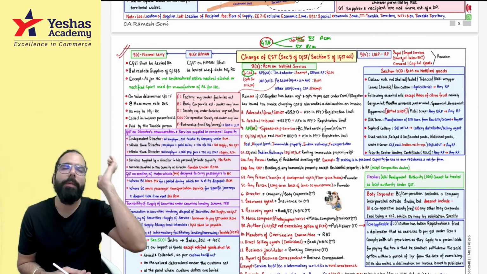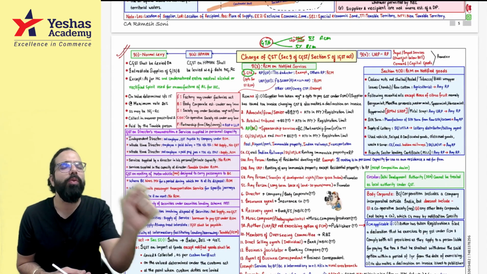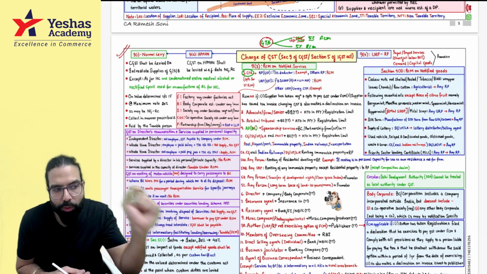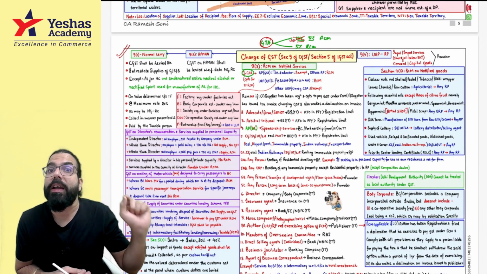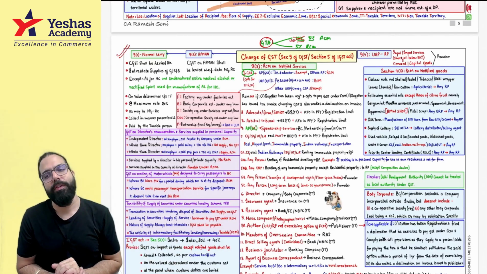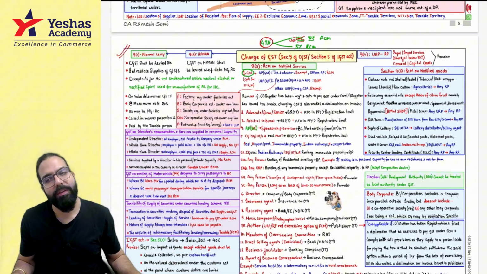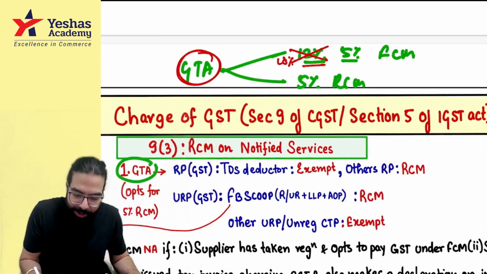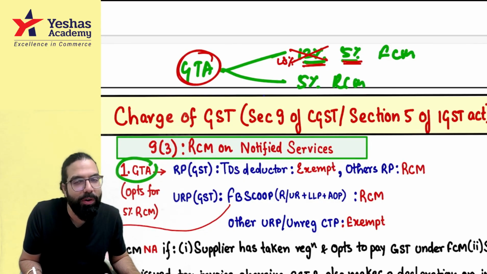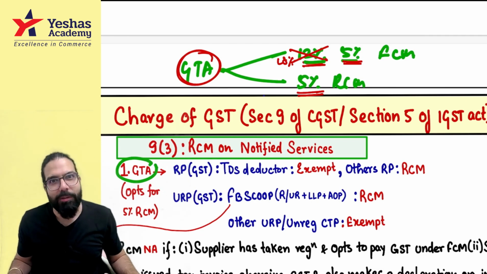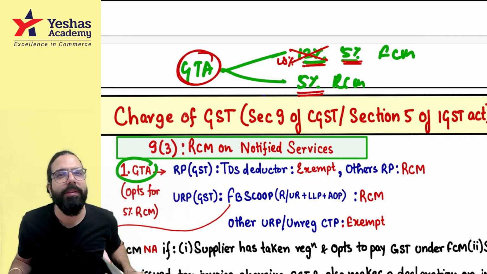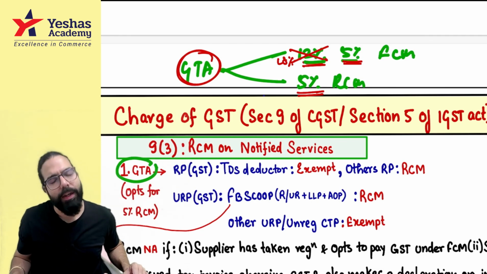Only thing you have to remember, if I have written anywhere GTA 12%, you have to remember GTA is no more 12% under forward charge. GTA is 18% under forward charge. Rest, reverse charge, everything remains the same. So GTA can charge 18% forward charge, it will get all credit. GTA can go ahead and charge 5% forward charge, no credit. GTA can also opt for reverse charge mechanism where you will pay 5%, then also GTA will not get any credit. Done, sir.